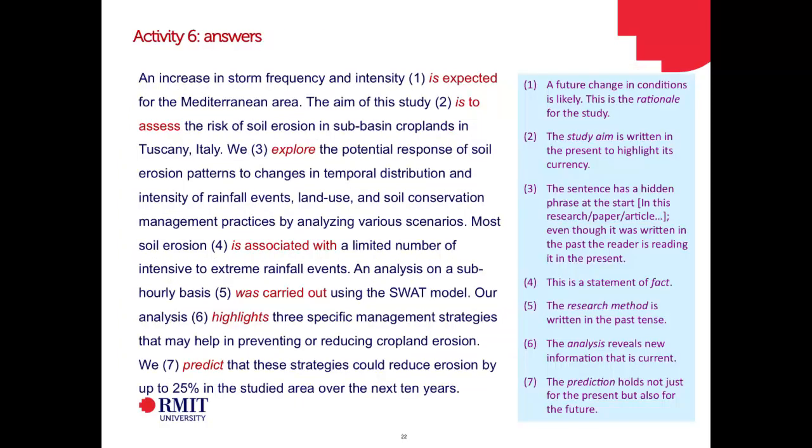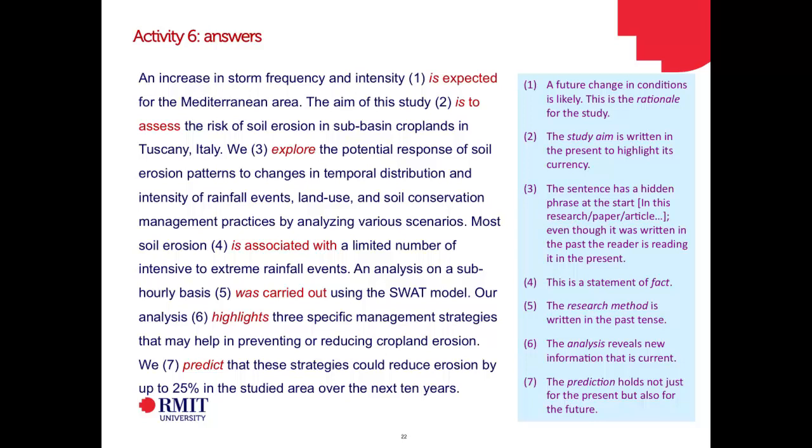You can see likely explanations for verb tense choices in the blue box on the right. In sentence 1, the present tense "is expected" is used because it refers to probability regarding a future condition. This statement provides the rationale for the study, or why it's important to conduct this piece of research. The study aim of 2 is written in the present to highlight that it's about to happen and that the aim has been set. It's interesting that we don't say "the aim of this study was to," because you are reporting on the study. We can keep it in the present so that the reader feels that it is really current and up to date.